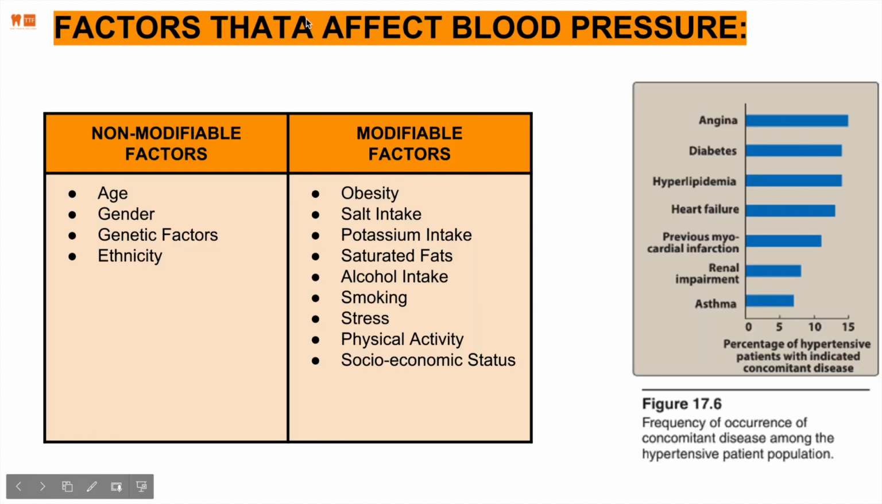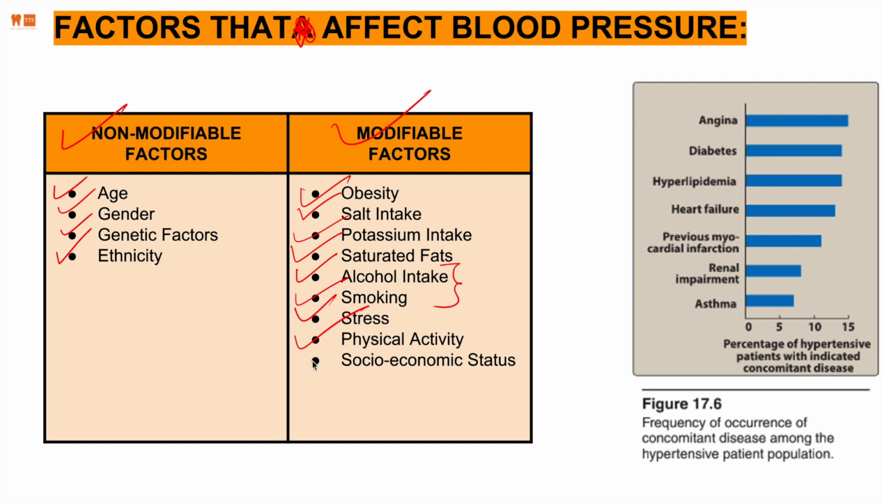Factors that affect blood pressure. We have non-modifiable factors and modifiable factors. Non-modifiable means some things we don't have control over: age, gender, genetic factors, and ethnicity. Modifiable factors are such as obesity, so our body weight and fat deposition, salt intake in the diet, potassium intake, saturated fats in the diet, alcohol and smoking habits, stress, physical activity, and socioeconomic status. All of these can lead to variations in the blood pressure.